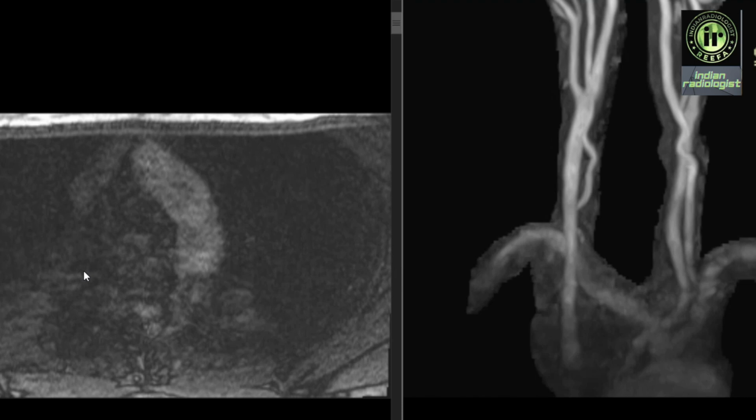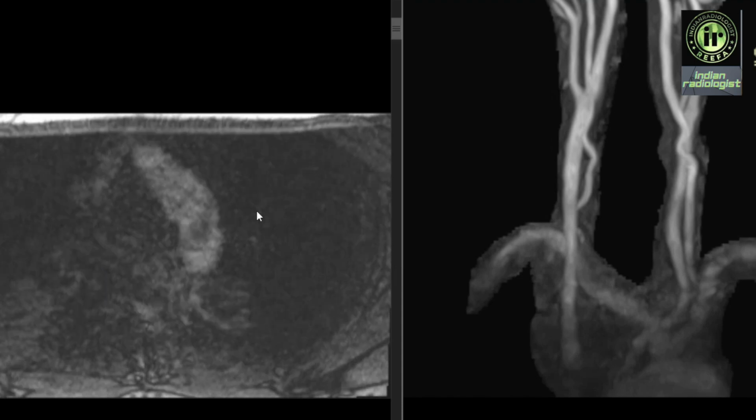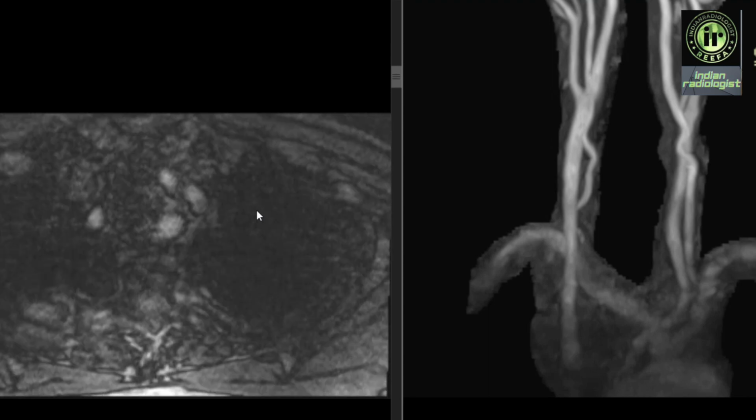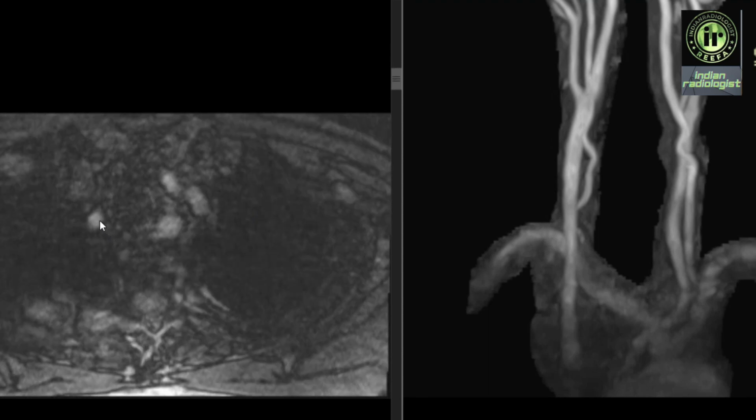Sometimes we see an aberrant right subclavian artery origin in which the right subclavian arises as a separate branch from the aortic arch. As we can see in this case, this is the aortic arch, and as we scroll through the images, we can see that there are four vessels which arise from it: the right common carotid, left common carotid, left subclavian, and the artery arising distal to the origin of left subclavian is the right subclavian artery.